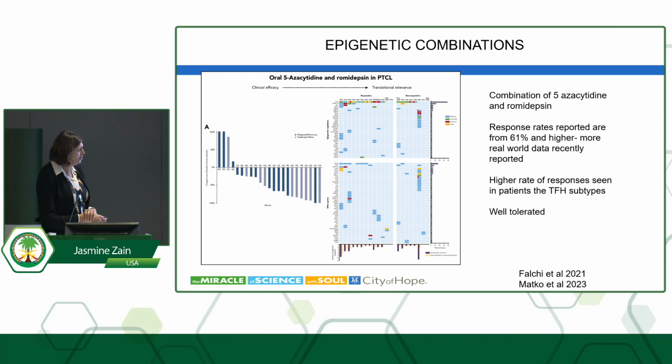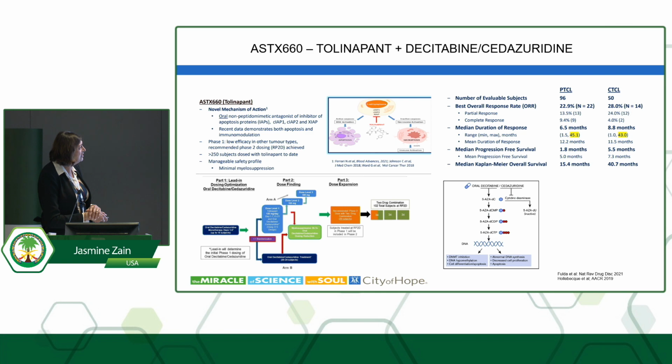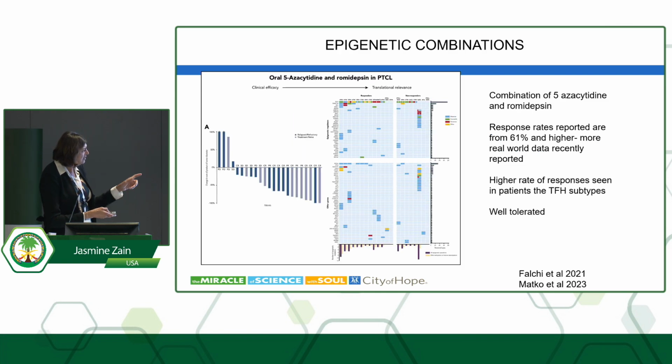This study was published in 21, and then Marchi et al. published real-world data using subcutaneous 5-azacitidine, and the response rates were maintained. They also looked at genetic profiling in this study, and then again, they saw a lot of responses in the T follicular helper subtype, particularly with the TET2 mutation.